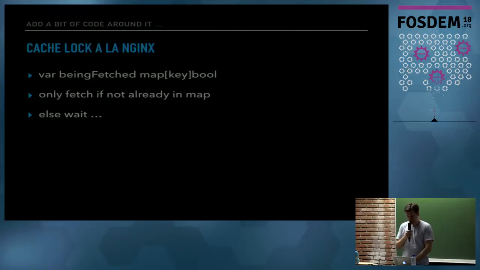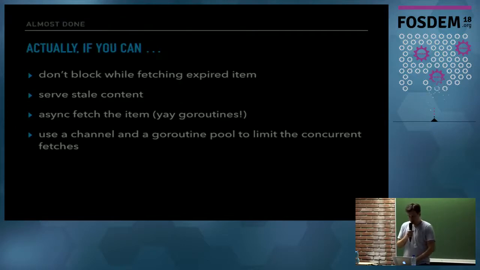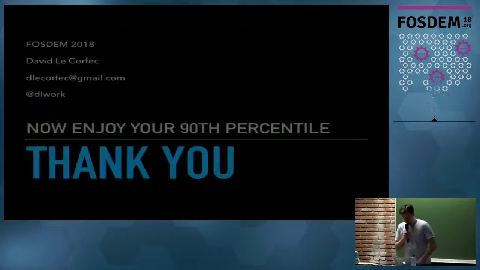So you can use a cache lock by implementing a map. It's just an example there. But you can also do better, if your constraints allow it, by serving stale content where the TTL is expired and asynchronously fetching the missing item. And you can also use a channel and a pool of goroutines to limit your concurrent fetches to not hurt so much the slow and unreliable service behind. Thank you very much.